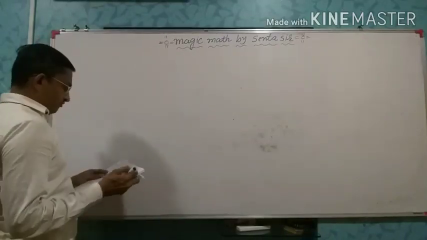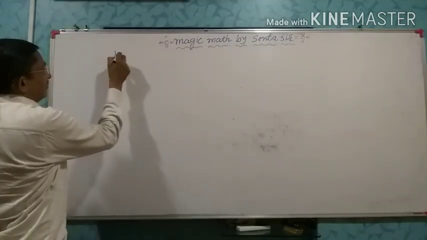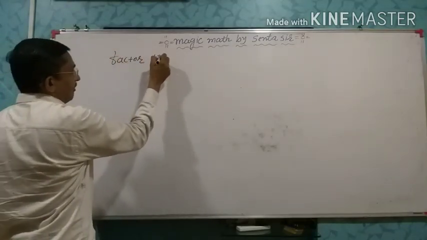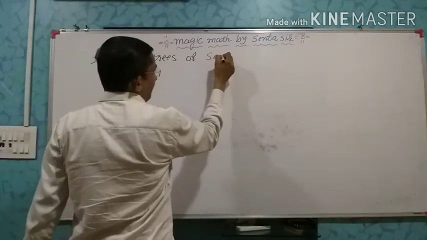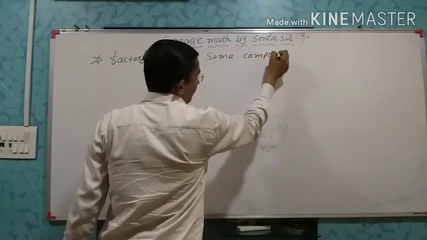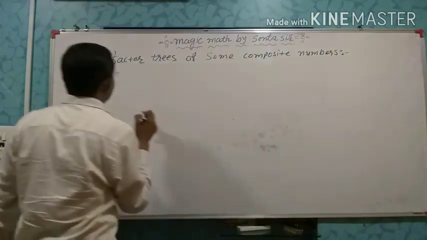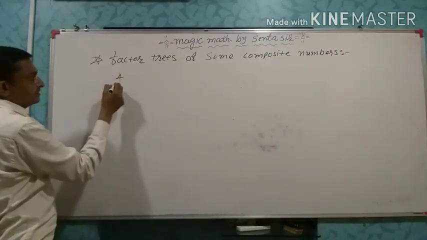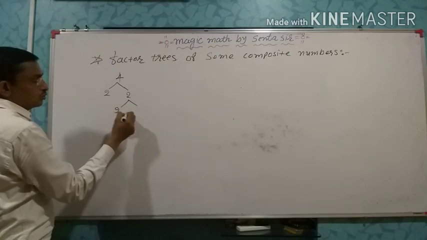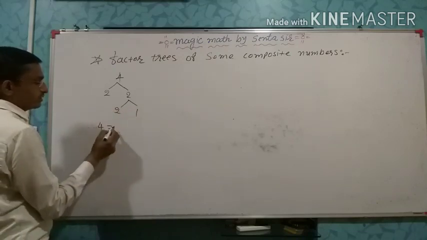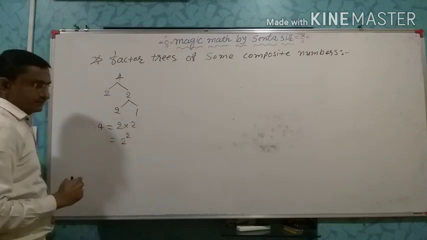Friends, now we see factor trees of some composite numbers. Let us do very easy example 4. 2 twos are 4, 2 ones are 2. Therefore, 4 is equal to 2 into 2. It means 2 square.